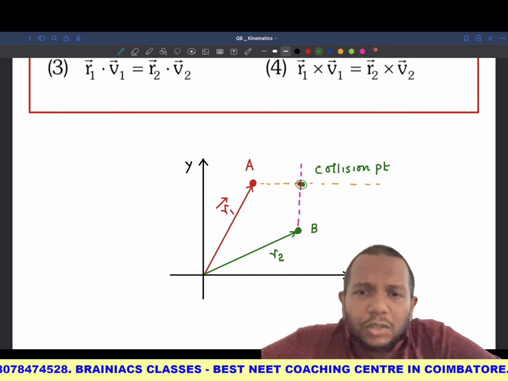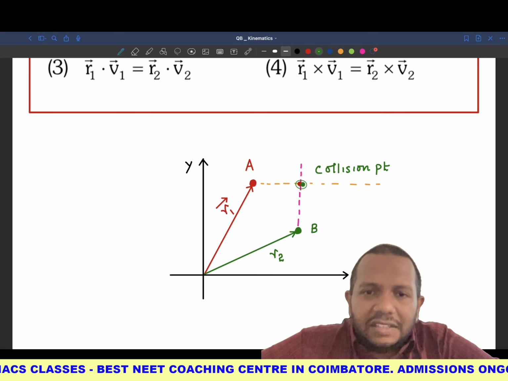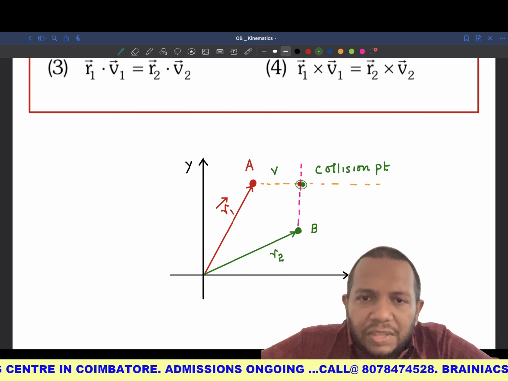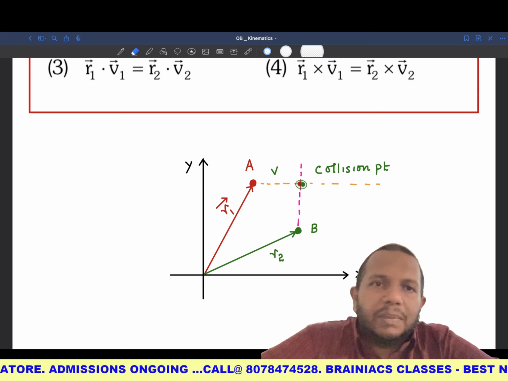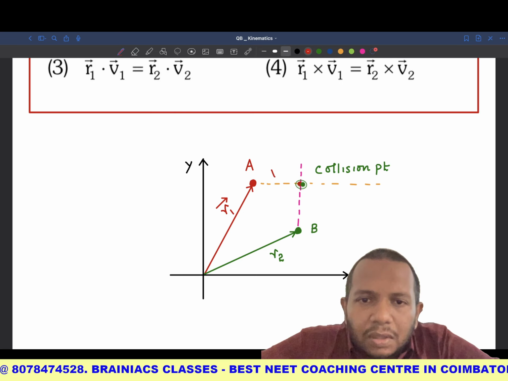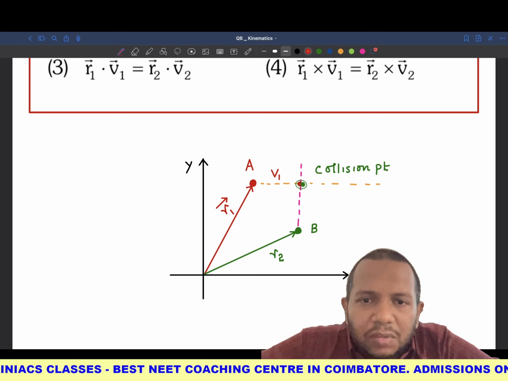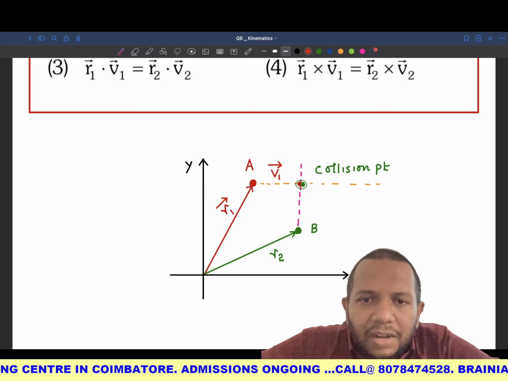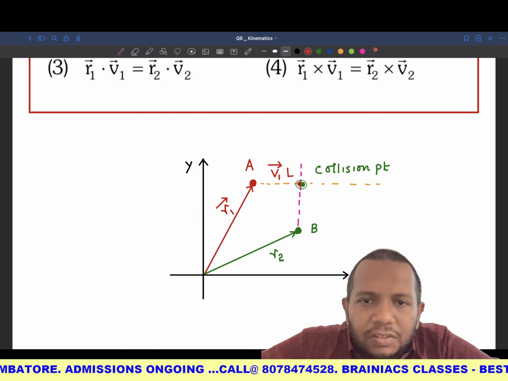If this is the collision point, I know that this particle A should move from here to here with some velocity. Let me put it in red color itself so that it is easy for you to get it. Let me say it is moving with a velocity v1. It's a vector since it's moving in a direction, and it needs to travel this much distance.